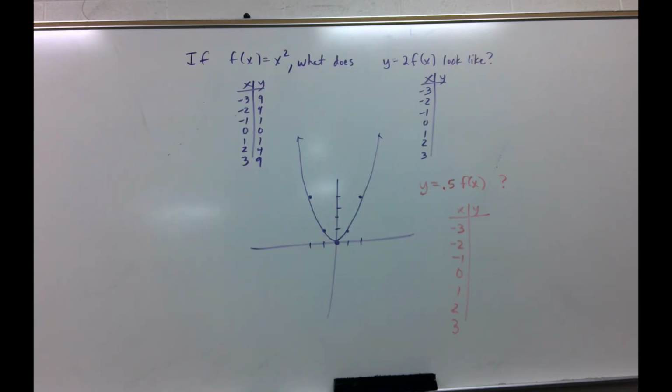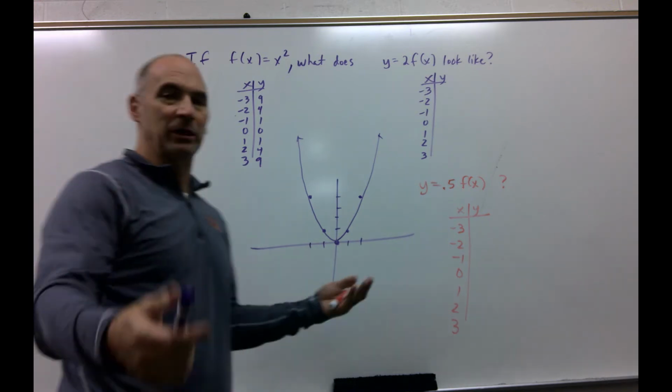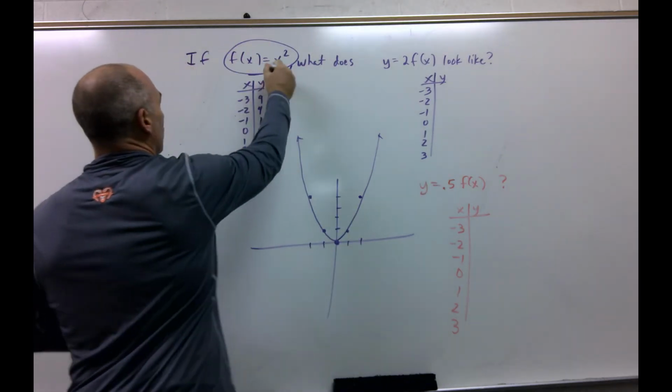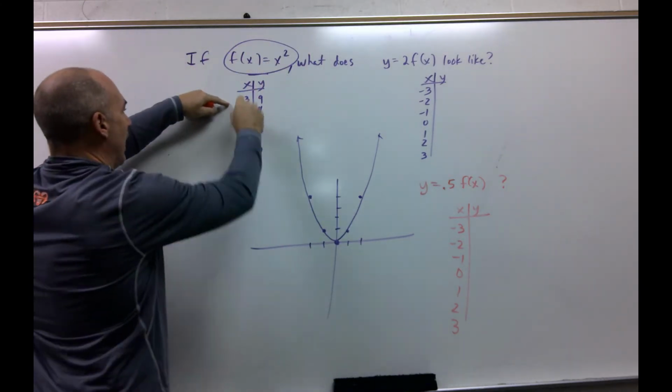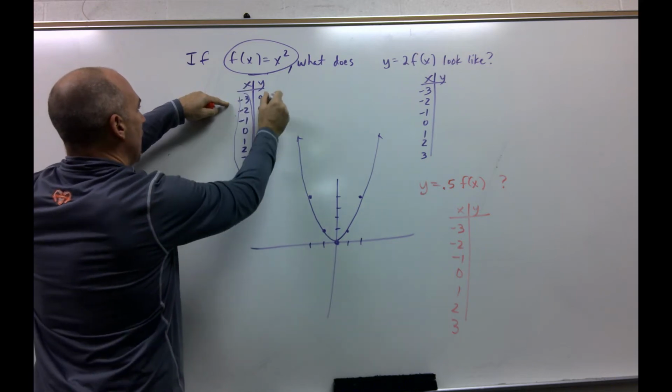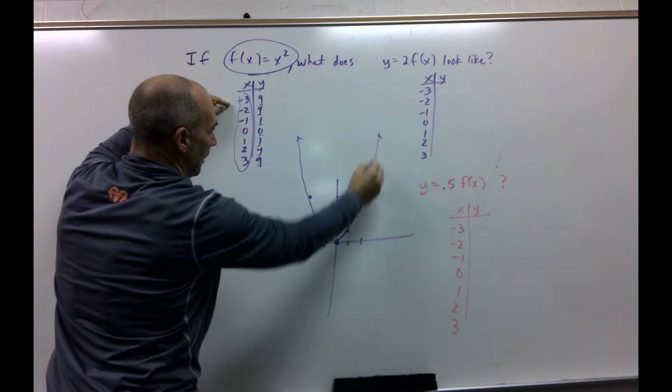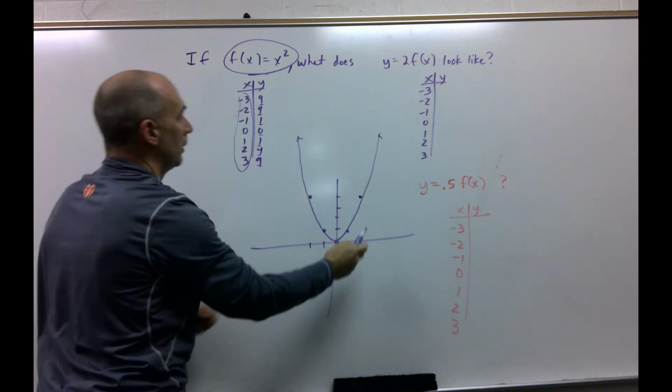All right, so a couple more examples on the board. This one should be a little easier actually compared to the one I just finished. If f of x equals x squared, so if I take all of these x's and just square them, I'd get 9, 4, 1, 0, 1, 4, 9. And I've already graphed it.